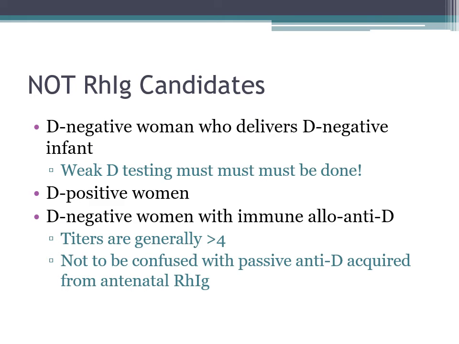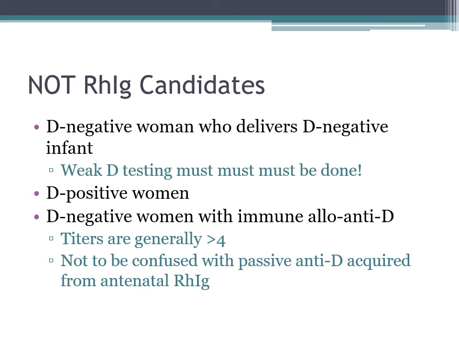So here are some issues where you would not be a candidate for RhoGAM or Rh immune globulin. D-negative women who deliver D-negative infants. Remember, a weak D test has to be done on these Rh negative pregnant patients. D positive women are not going to be candidates for RhoGAM because we shouldn't be making an anti-D. And Rh negative women with immune allo anti-D.